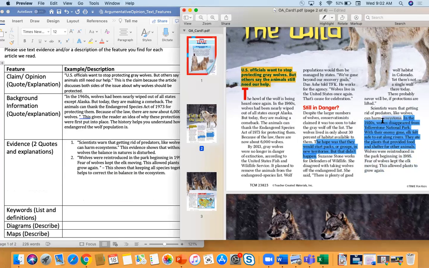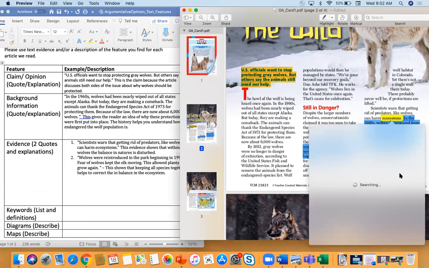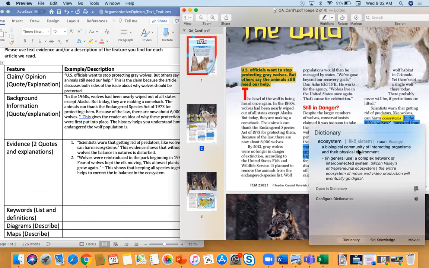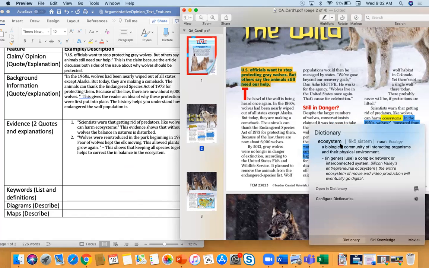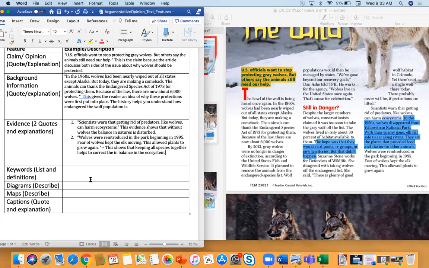So you can look up the word. This is great. So for keywords, I do want you to list the definitions because it'll help build your vocabulary. So this is so cool how you can do this. So we're going to put ecosystem, a biological community of interacting organisms. So for keywords, ecosystem can be one.